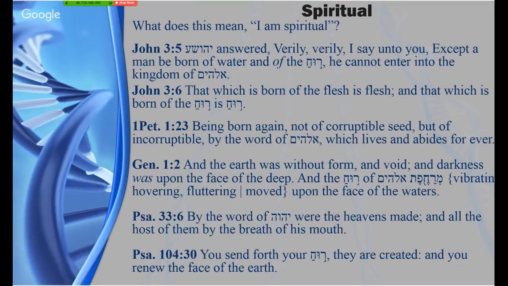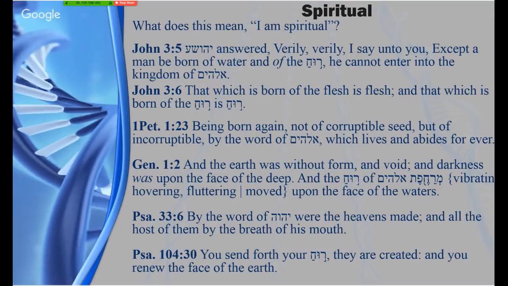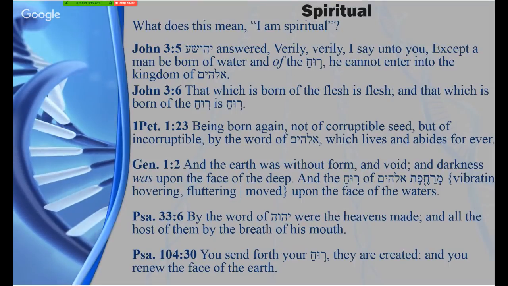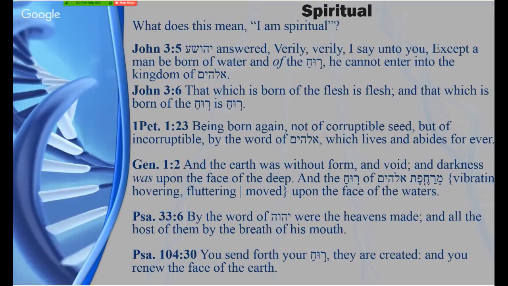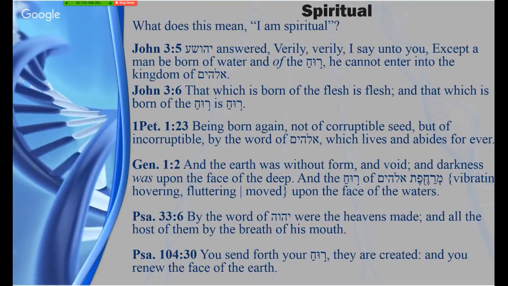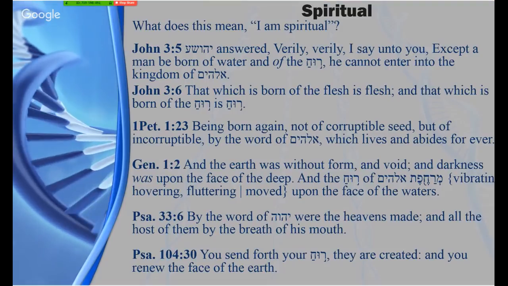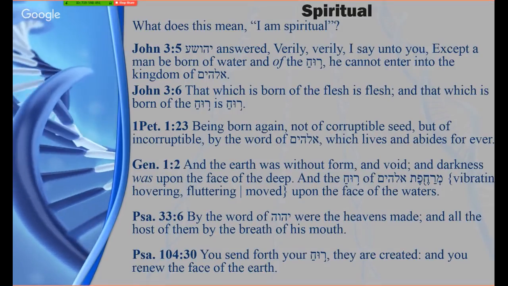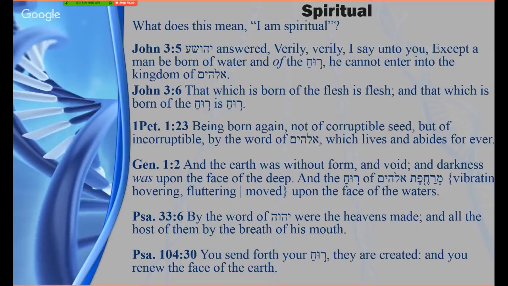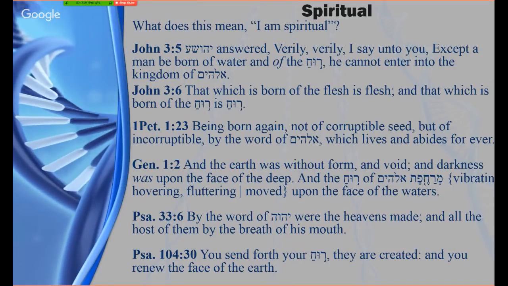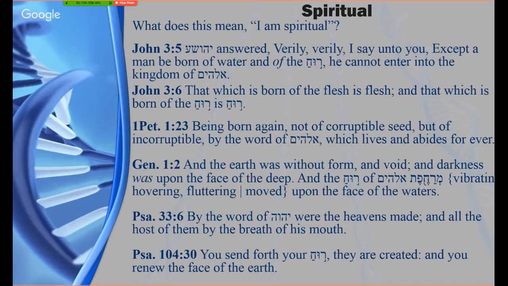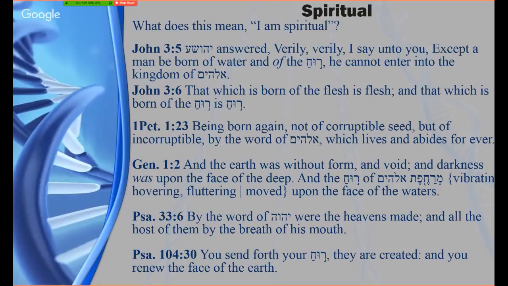Genesis 1:2 says, and the earth was without form and void, and darkness was upon the face of the deep. And then it says, and the Ruach of Elohim merachefet, which means it was literally vibrating over the water. It was hovering over the water. It was fluttering like a bird fluttering over the water. Anyway, upon the face of the waters. That's what the word moved is. I would never use the word move. But anyway, that's what it's saying.